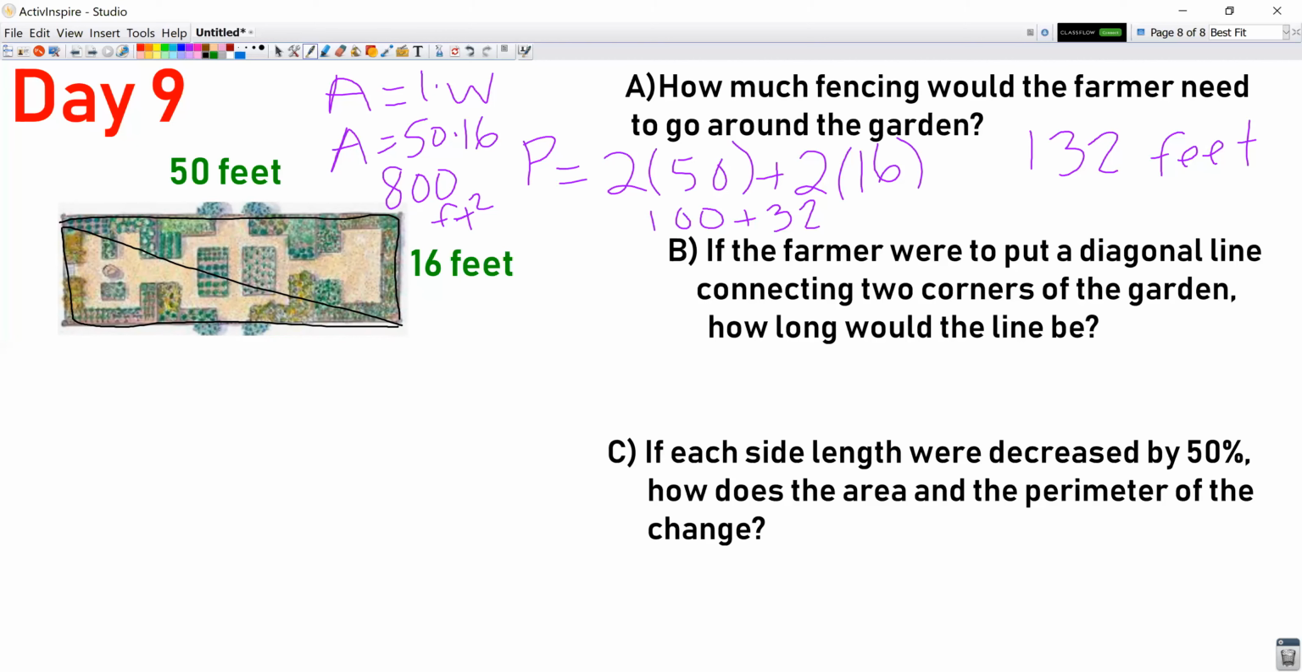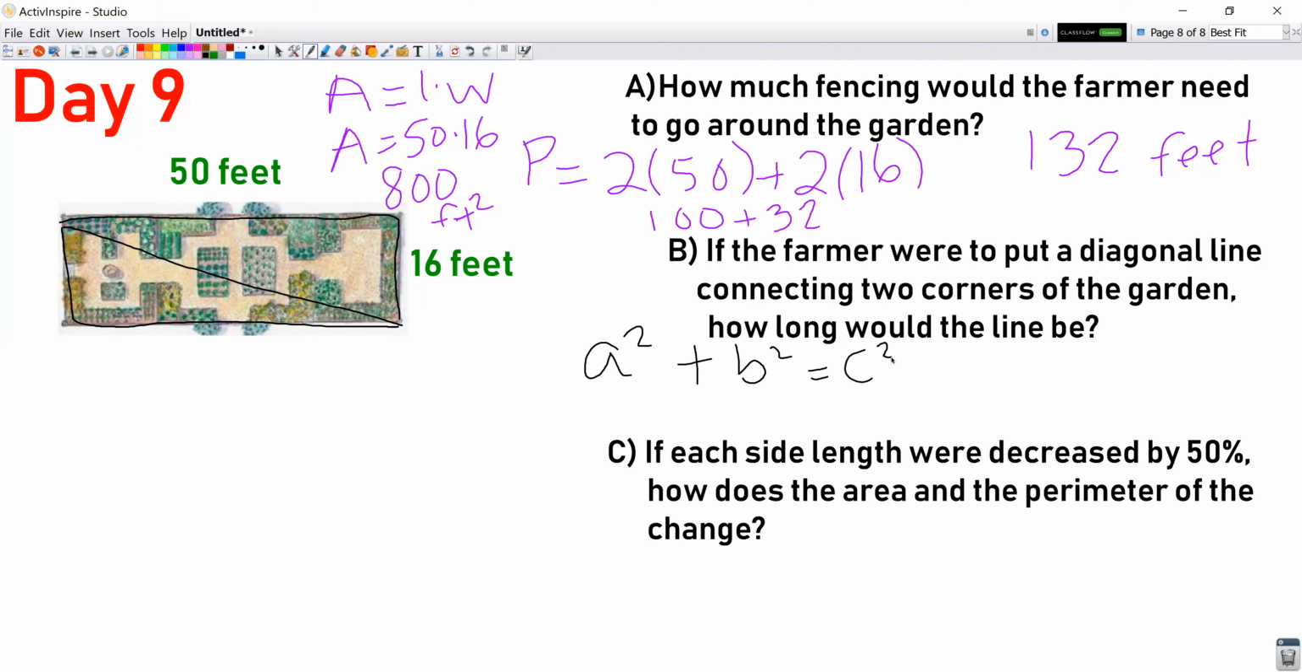And does anyone remember from last year you learned something about right triangles to find the lengths of the sides? Does anyone remember? If you said Pythagorean theorem, you're correct. It says a squared, that's a really bad A, so let me redo that. So a squared plus b squared equals c squared.